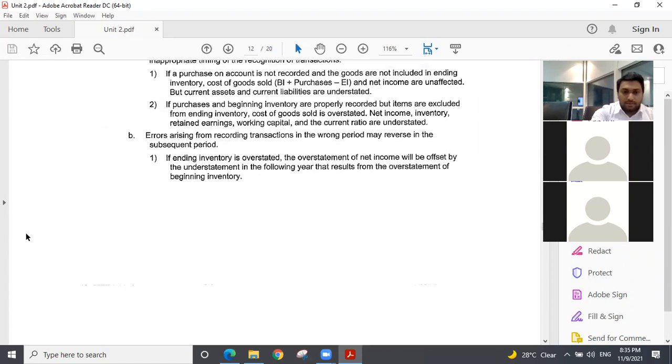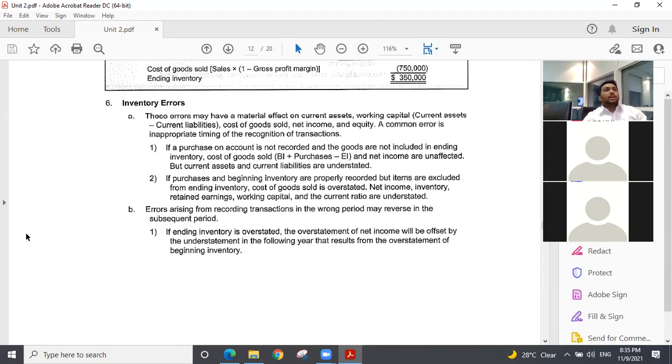Next comes the inventory error. For example, you might have forgotten to record a purchase this year. On 31st December, you had a purchase, but you forgot to record it. What happens this year? Your purchase is understated, your inventory is understated, right? Your current liability is understated because you didn't record your purchase. So what happens? Automatically next year, your profit will be overstated. Why? Because you didn't record this purchase.